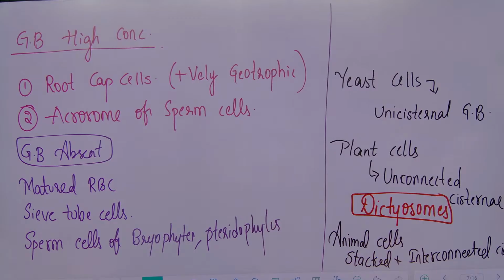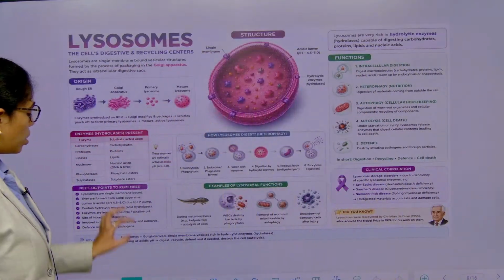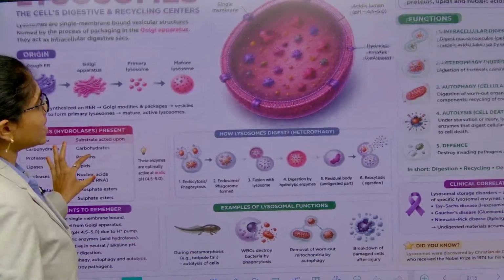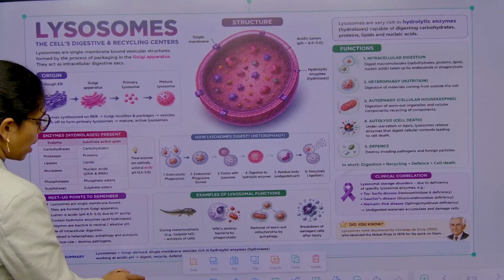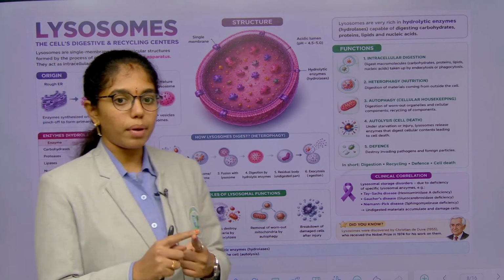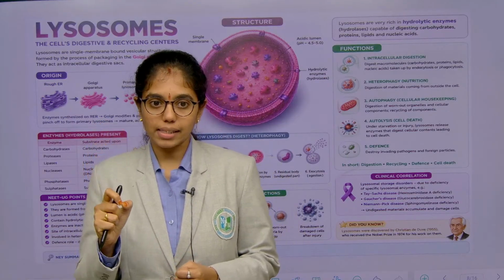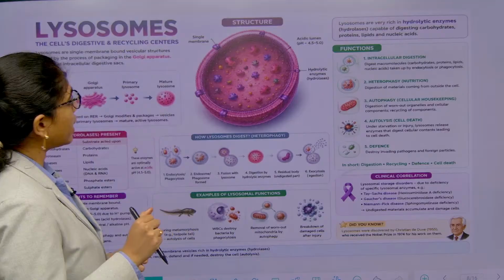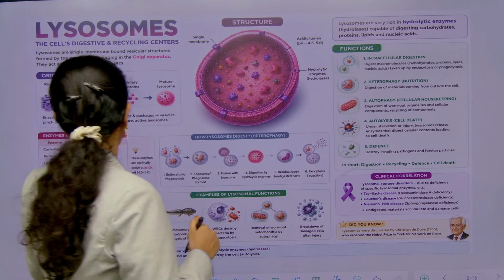Done till here? Clear with Golgi bodies? Shall we move on to lysosomes? Here, coming to lysosomes, first, those vesicles which are immediately released from Golgi bodies are known as what? Primary lysosomes. Primary lysosomes are those structures which are rich in hydrolytic enzymes. Can you name a few hydrolytic enzymes?